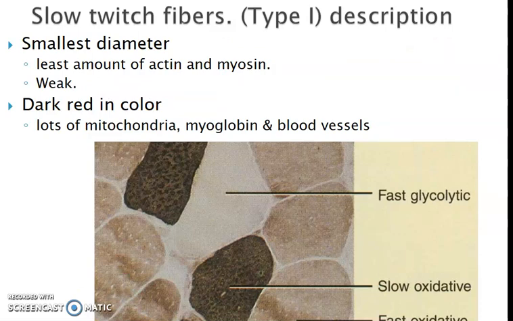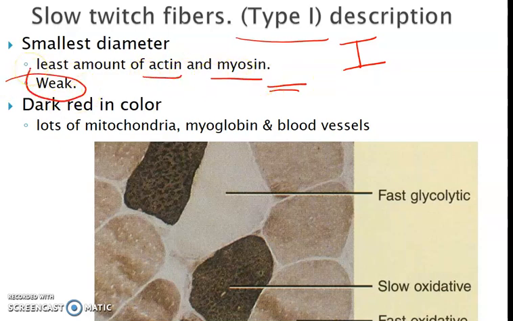So, let us begin. Slow twitch fibers. These are type 1. So that is a Roman numeral 1. And it's the smallest muscle fiber. So it's going to be the smallest. And because of this, it has the least amount of actin and myosin, so it's very weak. You're going to learn that distance affects diffusion in physiology.